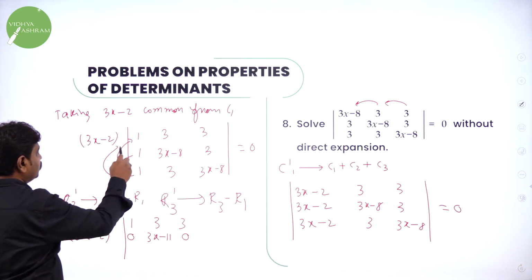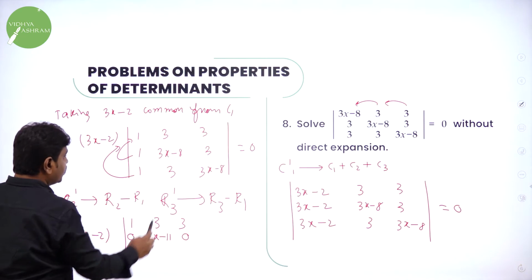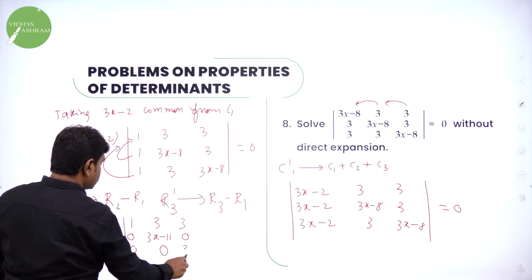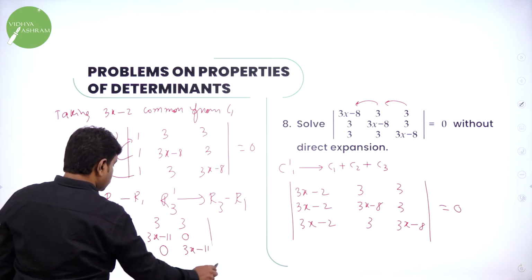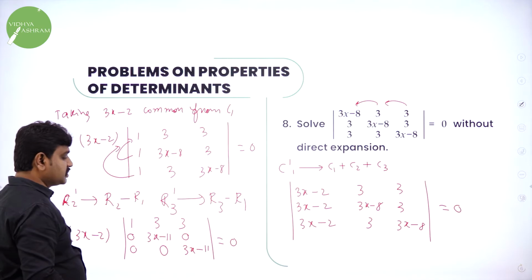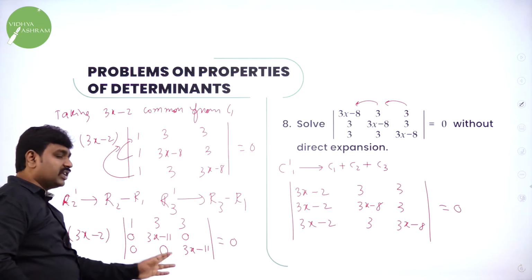Now I will subtract these two. If I do 1 minus 1, 0. 3 minus 3 is 0. And 3x minus 8 minus 3, 3x minus 11, is equal to 0. Please observe, below the diagonal all the elements are zeros. If you want to expand, this is the product of the diagonal, that's it.